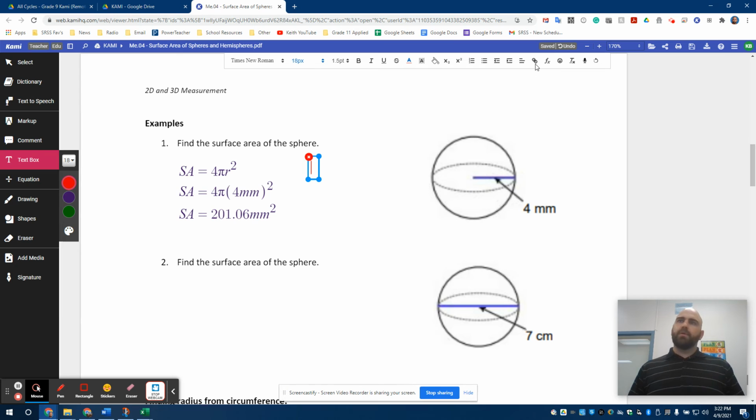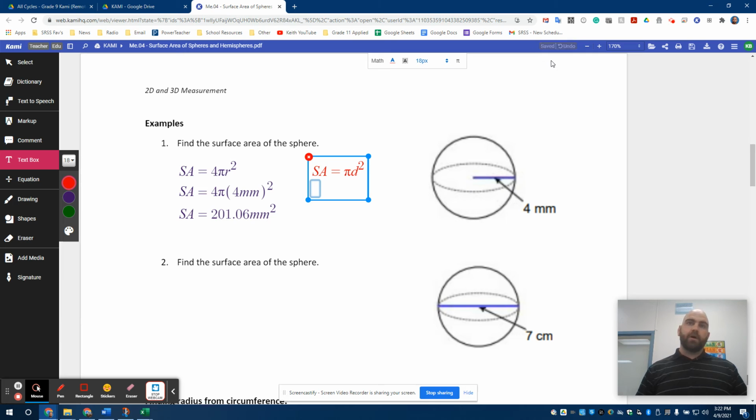Well, let's use that other one with the same measurements. Let's see if we get the same thing. Surface area equals pi times diameter squared. Well, now we need to know the diameter of our sphere, and that's just double our radius, right? So we double the radius, that's going to give us our diameter. So pi times 8 millimeters squared.